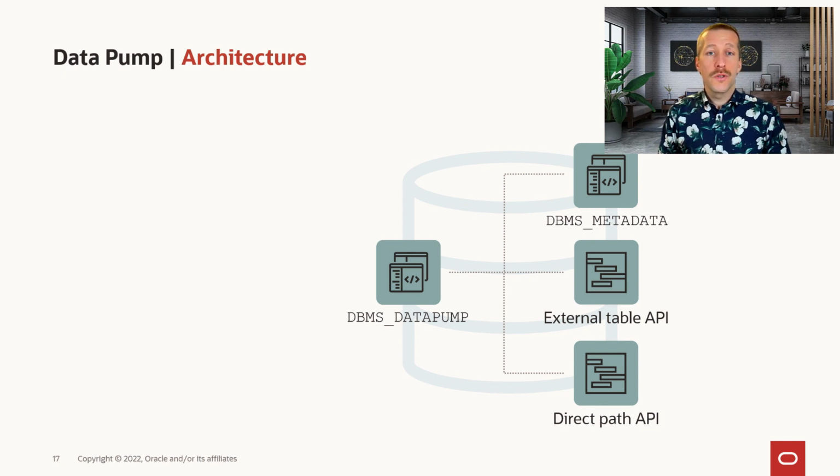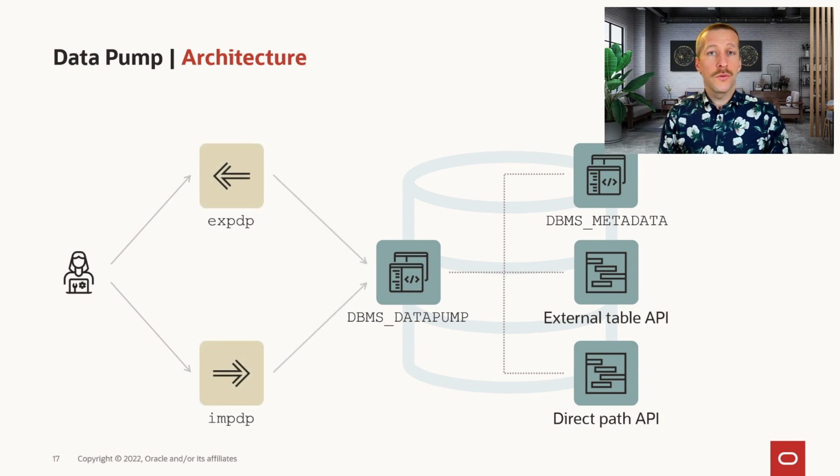Also, Datapump uses the external table API and the direct path API. These are not public APIs that you can use yourself in the database, but there is other functionality in the database that uses those APIs as well. Those two APIs are used to very fast and efficiently unload and load data to and from the database.